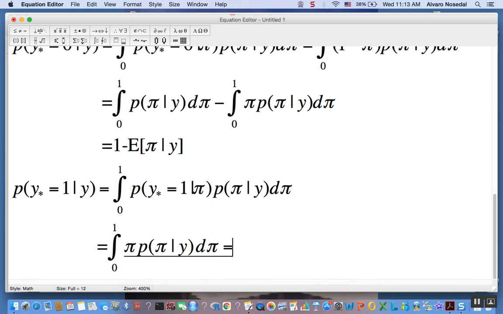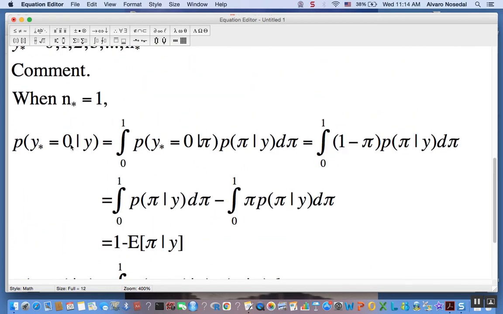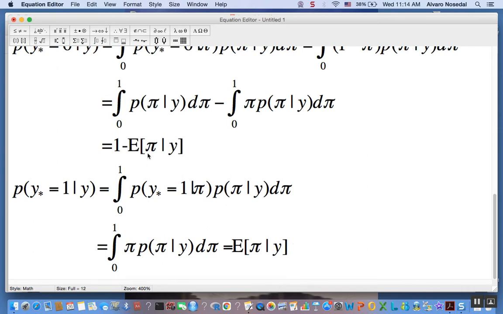Right? And that happens to be just the conditional expectation of pi given y. So as you can see, these guys are a legit probability distribution. The sum of these guys is 1, and the expected value is going to be positive, and 1 minus the expected value is going to be positive as well, because pi lives between 0 and 1, so the expected value must be between 0 and 1, right?